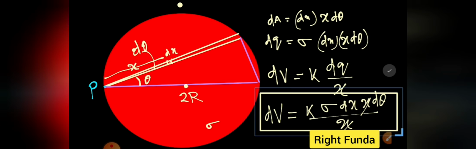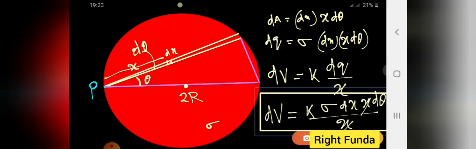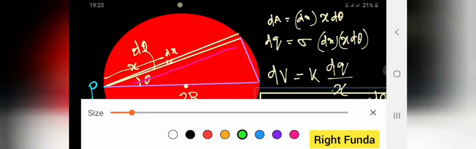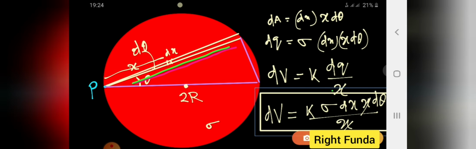How do we integrate? You have to integrate throughout the disk. First we will integrate along this line, so the whole strip will be covered. Then we will integrate again like this. Two ways we have to integrate: first like this, then like this, so the whole disk will be covered.